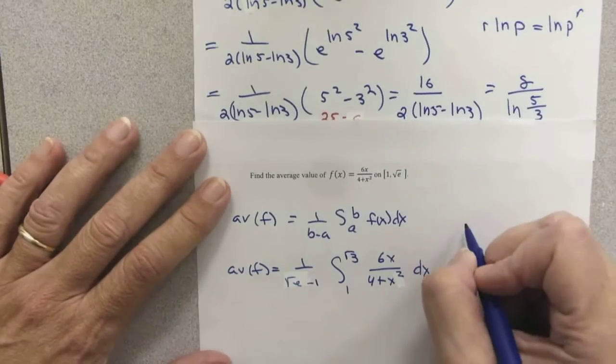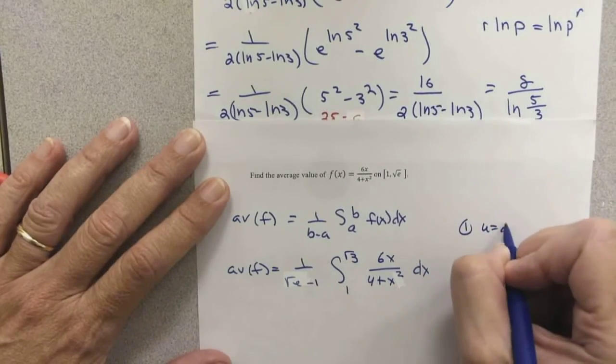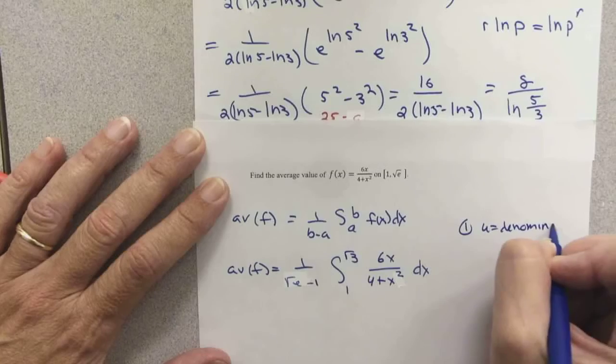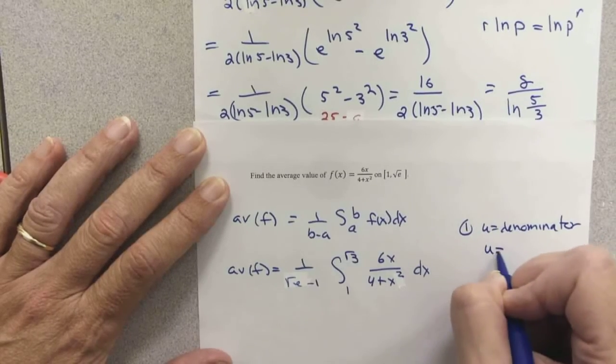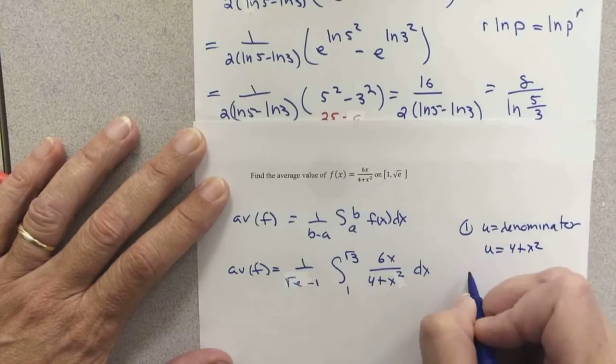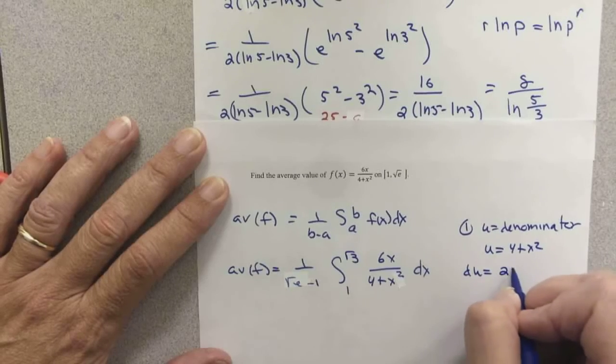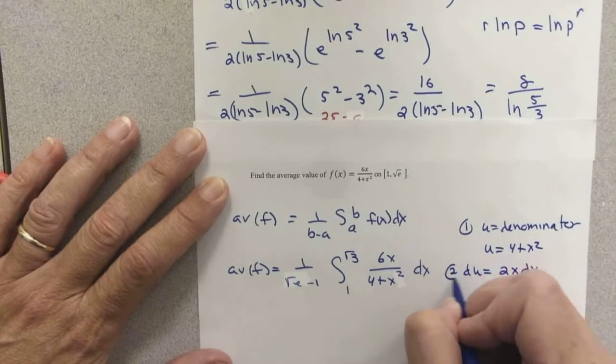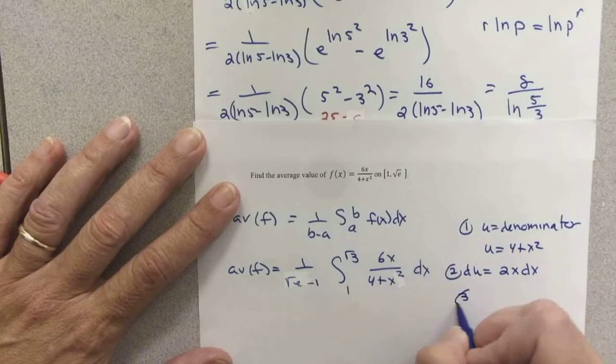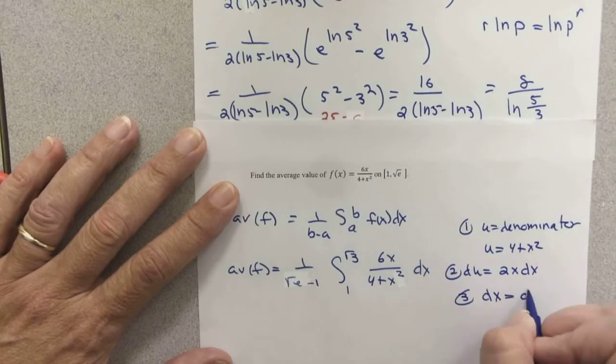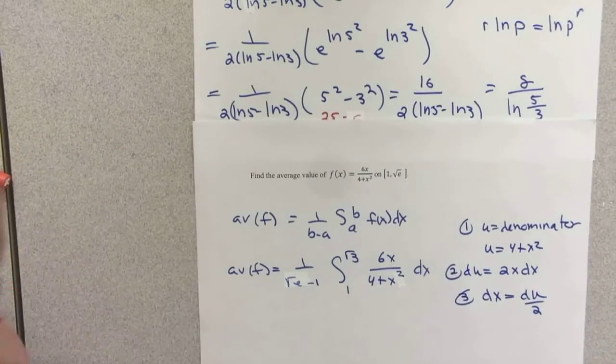1 over u du? And I can. We'll let u equal the denominator. And so u equals 4 plus x squared. Du would then be 2x dx. And dx would be du over 2.